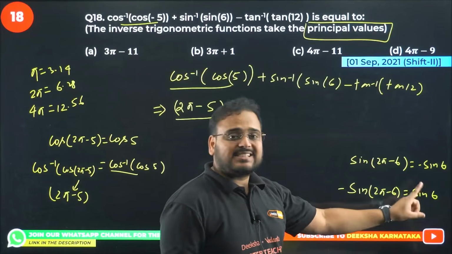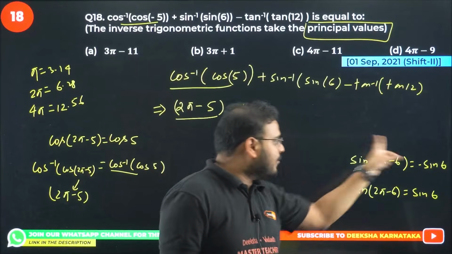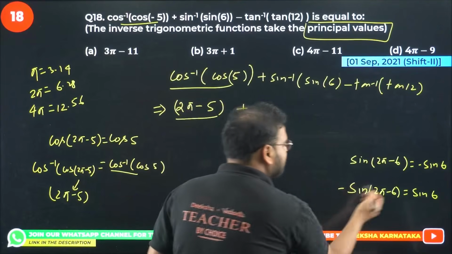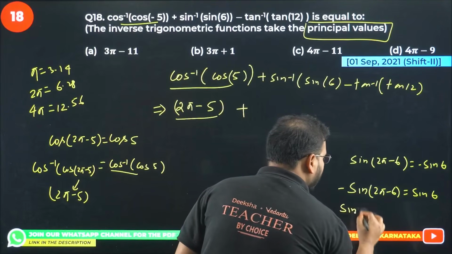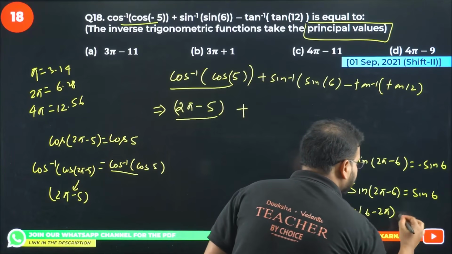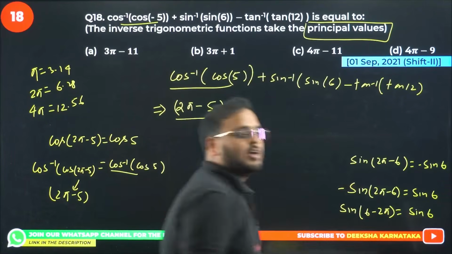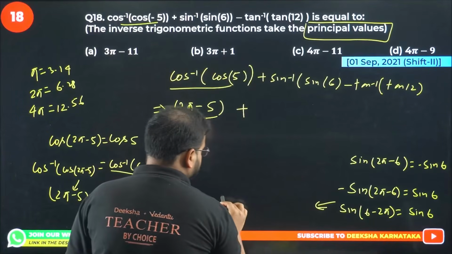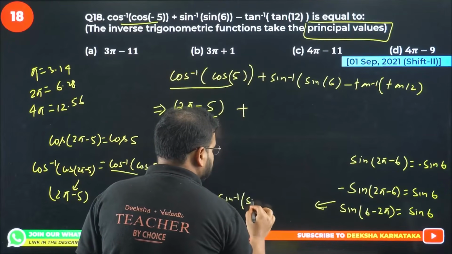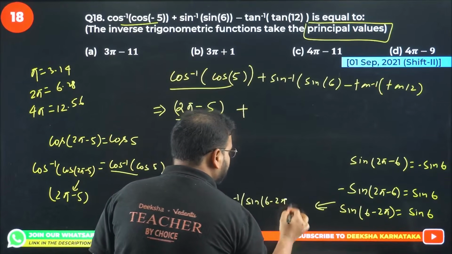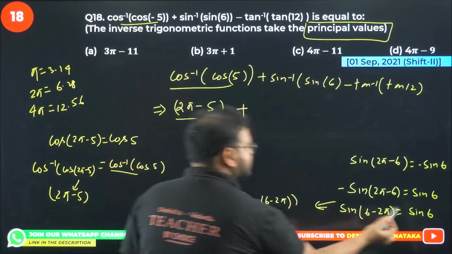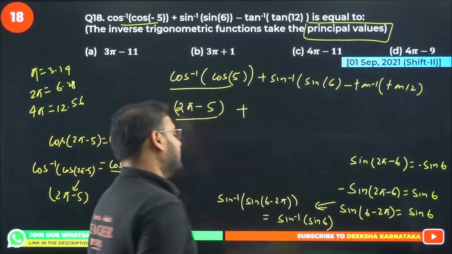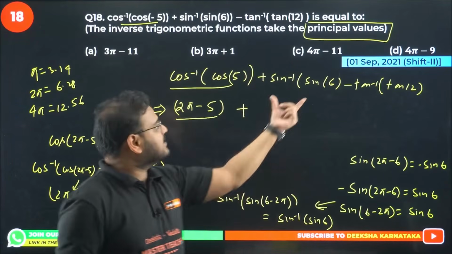But I want sine 6. I don't want minus sine 6. So I've taken the minus sign over here. I get minus sine of 2 pi minus 6 equal to sine 6. I can take this minus sign inside also. I get sine of 6 minus 2 pi equals sine 6. Now you apply sine inverse on both sides. Can you do that? Take this a step. Sine inverse of sine of 6 minus 2 pi equals sine inverse of sine 6. Okay, this part is the same as what is written over here.